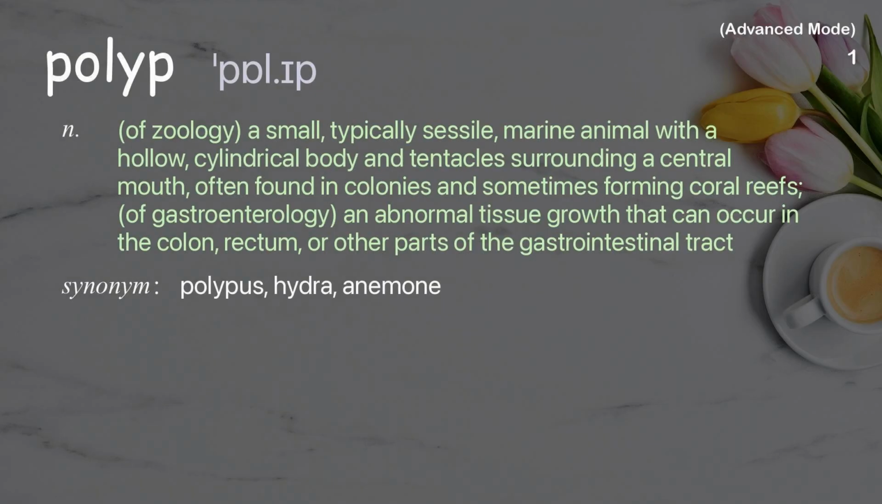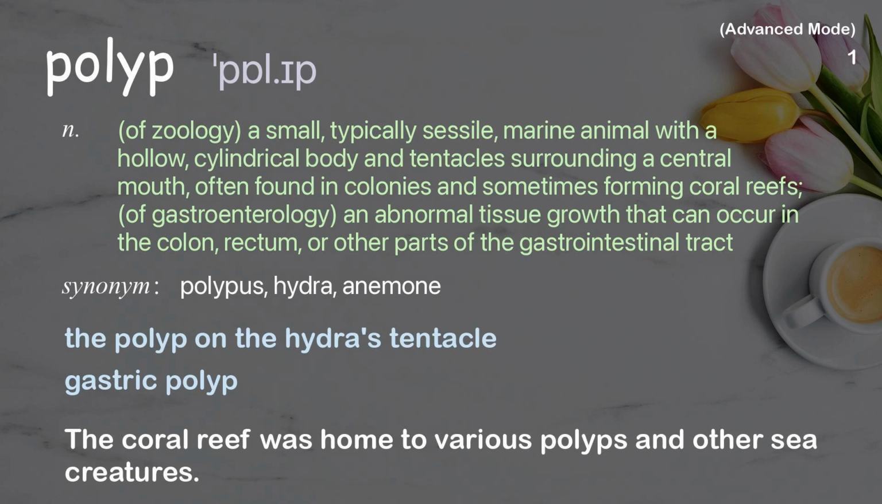Polyp. Of zoology, a small, typically sessile, marine animal with a hollow, cylindrical body and tentacles surrounding a central mouth, often found in colonies and sometimes forming coral reefs. Of gastroenterology, an abnormal tissue growth that can occur in the colon, rectum, or other parts of the gastrointestinal tract. Examples: The polyp on the hydra's tentacle. Gastric polyp. The coral reef was home to various polyps and other sea creatures.